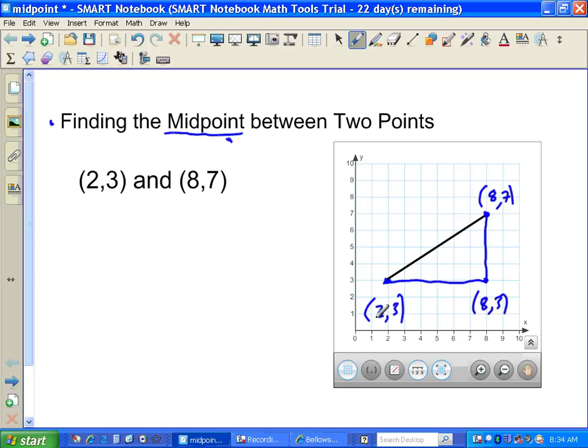how many people could tell me what's halfway between 2 and 8? Okay, halfway between 2 and 8 is 5. 2 plus 8 is 10. Half of 10 is 5. So that's there. What's halfway between 7 and 3? Again, 5. Okay, so I've got the midpoint of my horizontal side. I've got the midpoint of my vertical side.